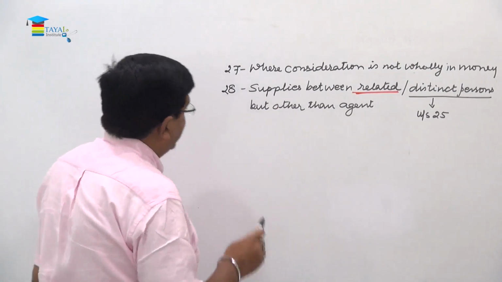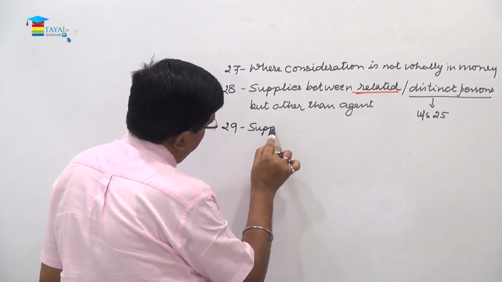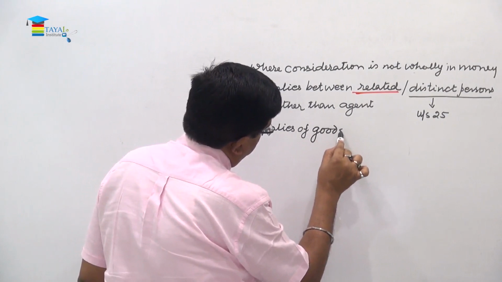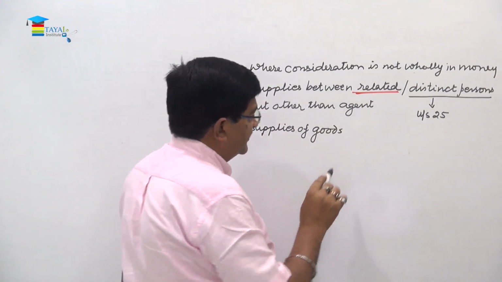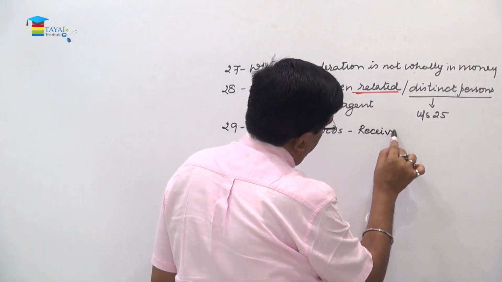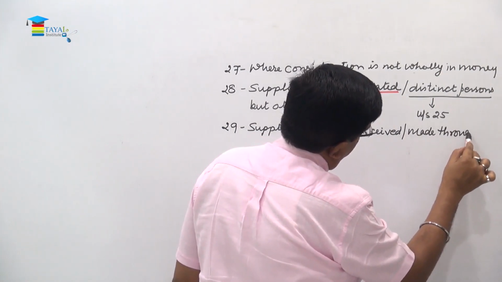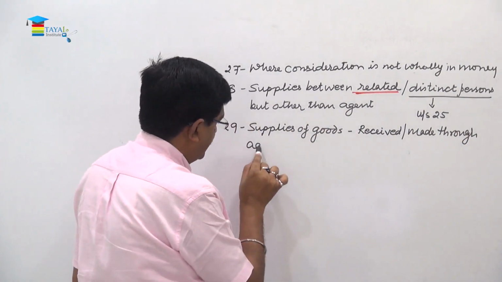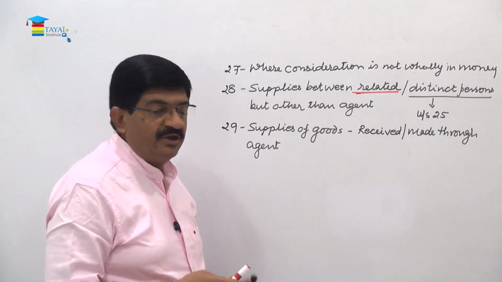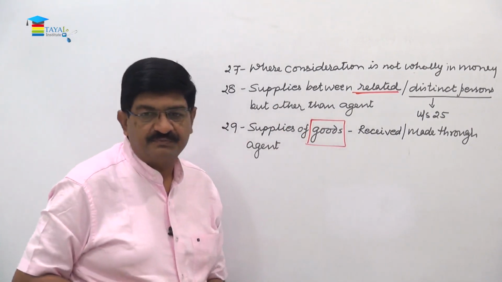Now rule number 29, this is supplies of goods received or made through agent. So friends, in this we have specifically mentioned goods. So this rule is only in relation to goods, right?